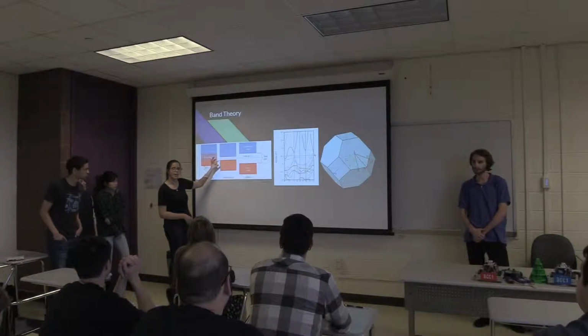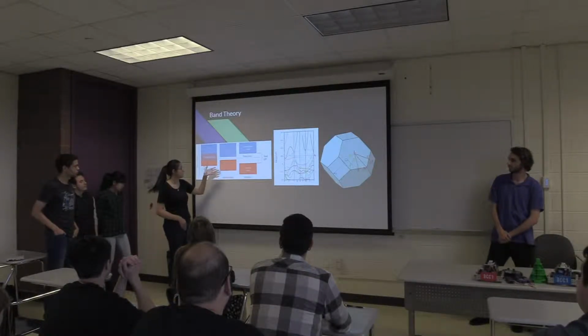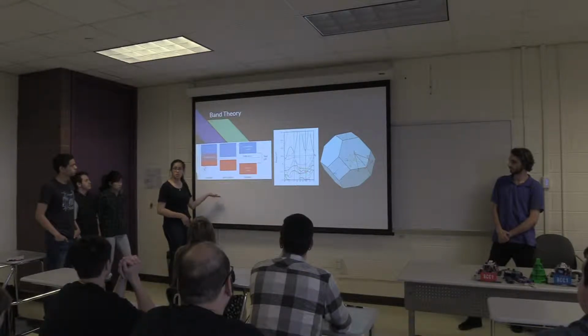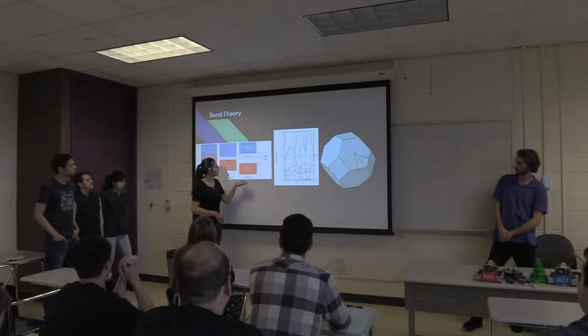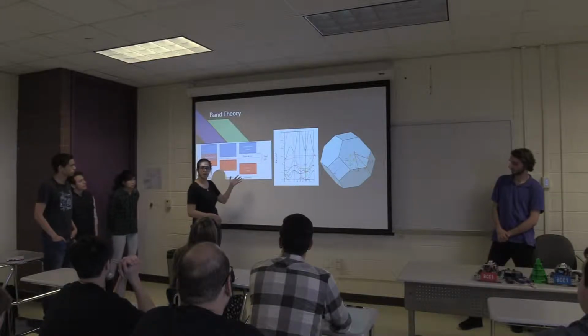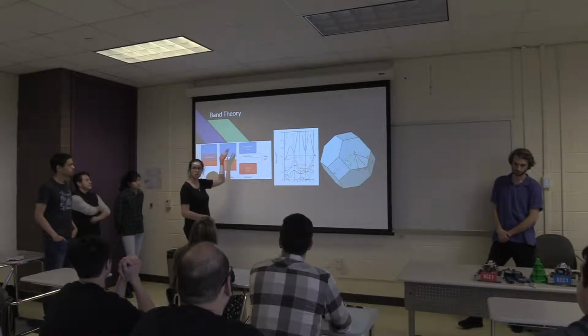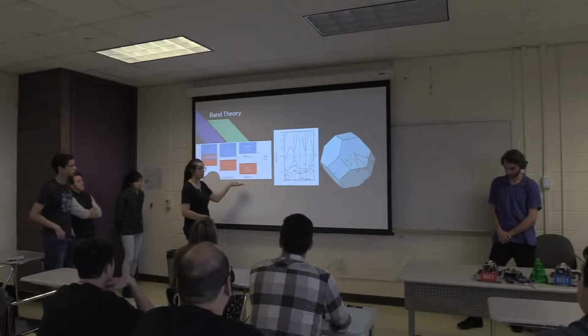We have a small gap, and it's small enough for the electrons to actually travel from this band into this band to make the material a conductor. And right here, the gap is way too big for the electron to actually successfully pass from the valence band to the conduction band, so this would make it an insulator.